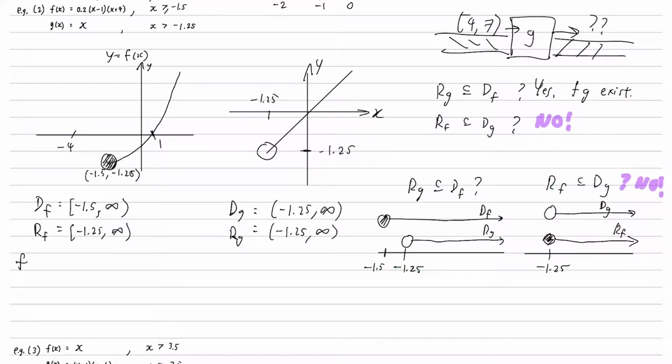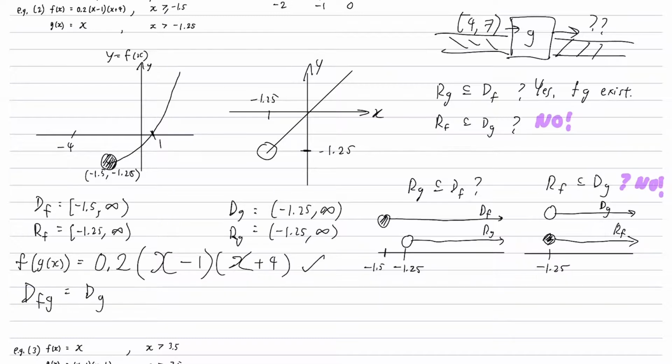Okay. F of G of X. Let's take a look at what it is. So it will be 0.2 times (X minus 1) times (X plus 4). But what is X? It's replaced with G of X. But G of X is still X. So it's the same function, okay? How about the domain of FG?